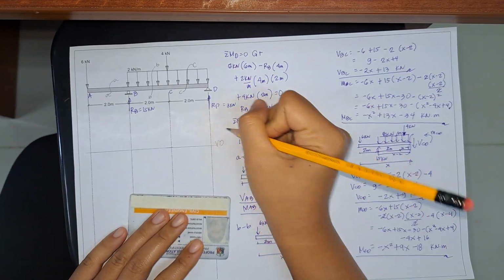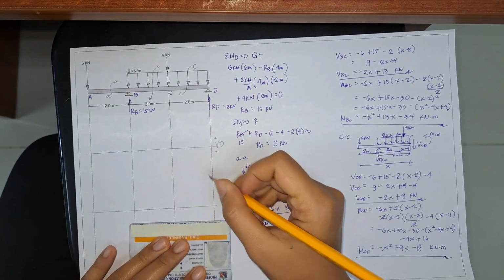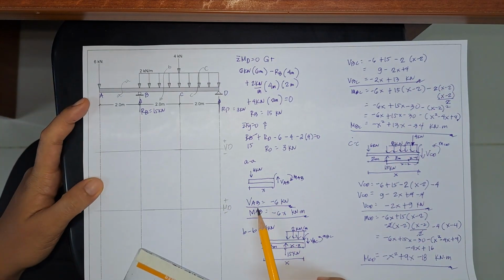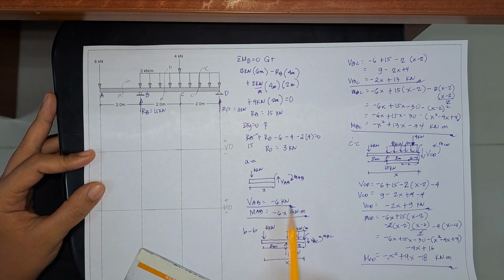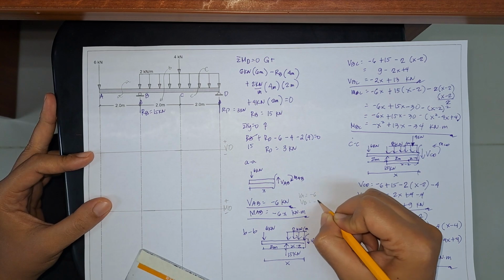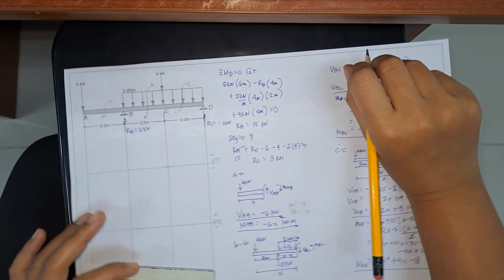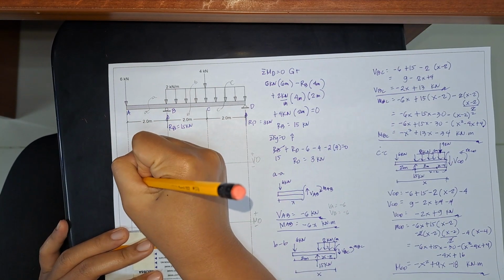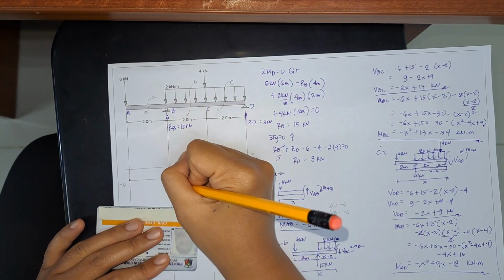Okay, shear diagram, positive and negative, and then for our moment diagram, positive, negative. Okay, so for the shear at point A, we have negative 6. Okay, sige, isulat muna natin lahat. Shear at A is negative 6. Shear at B is also negative 6. Sige, isa-isahin na lang natin. Shear at A is negative 6. Tapos B is also negative 6.